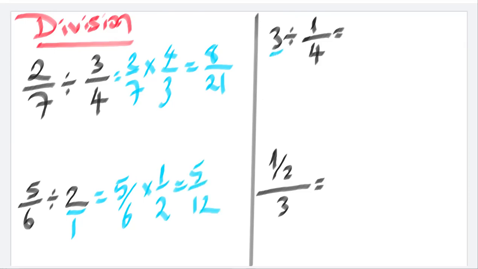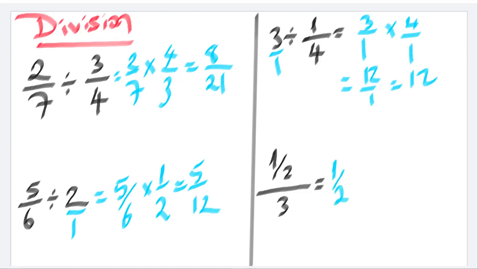Now, again, if you have a number, add a 1 to the denominator, and it will be a fraction, and then apply your common rule. So the result will be 12 over 1, which is 12. And this one, the big fraction bar means division. So you can continue the last one yourself.